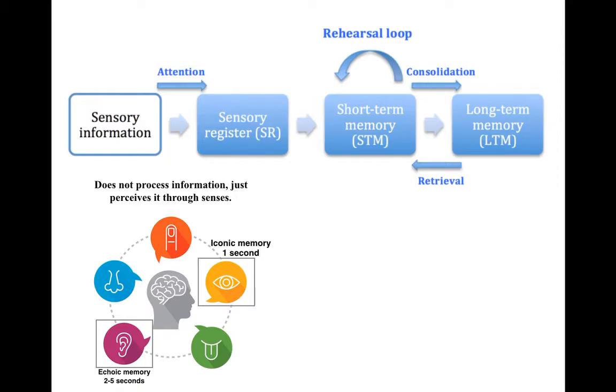Encoding is a process through which information is changed to a format that memory can deal with. Information is encoded from the sensory register to the short-term memory acoustically. This basically means that regardless of which sense you process or perceive the information through, it will all be converted into acoustic sound formats.